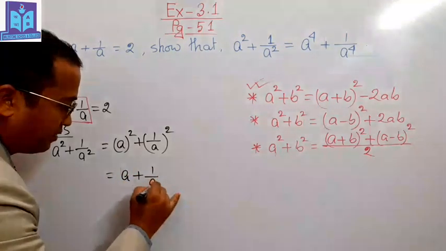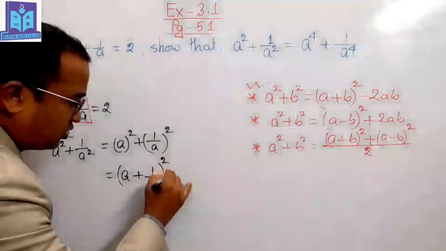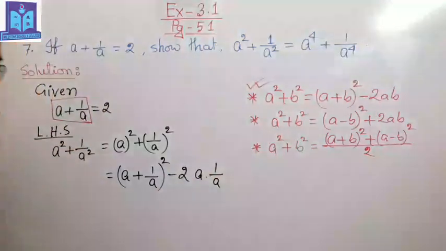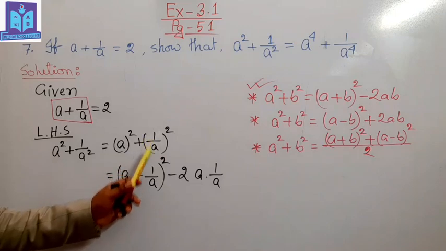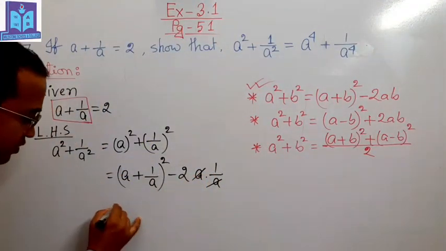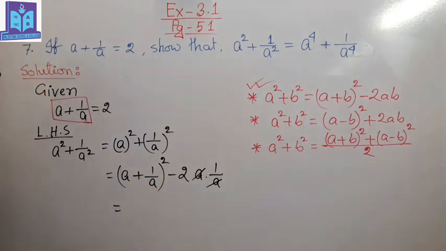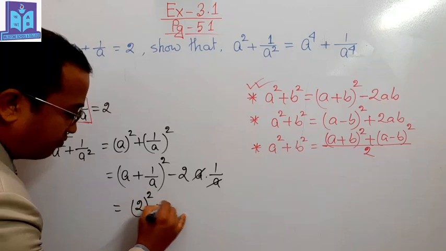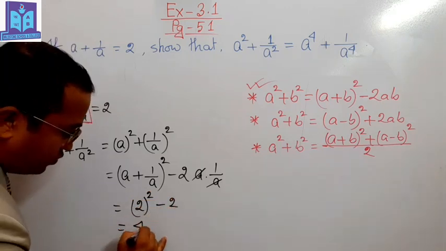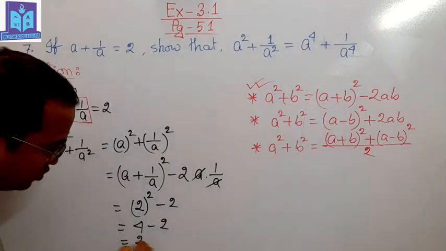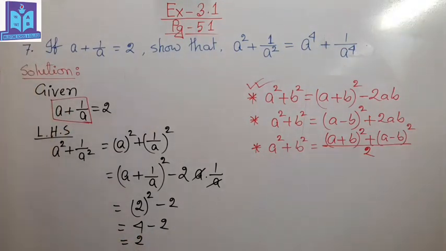a plus b whole square minus 2ab. Here a means a and b means 1 by a. Cancel this a. Now the value is (a plus 1 by a) whole square minus 2, which is 2 square minus 2, that is 4 minus 2, that is equal to 2. So the value of the left hand side is 2.